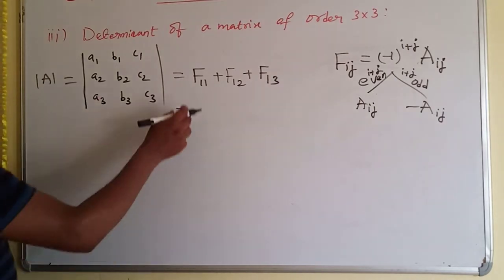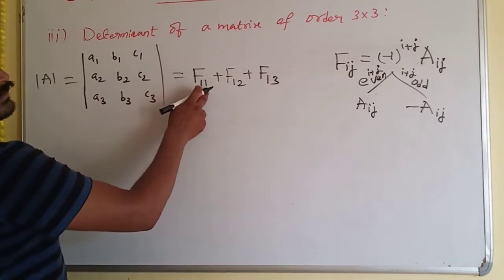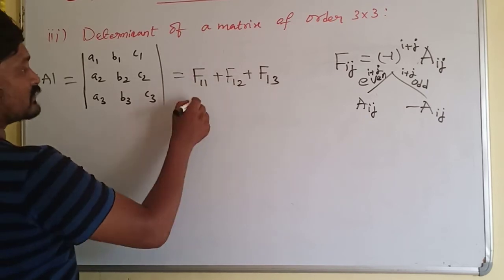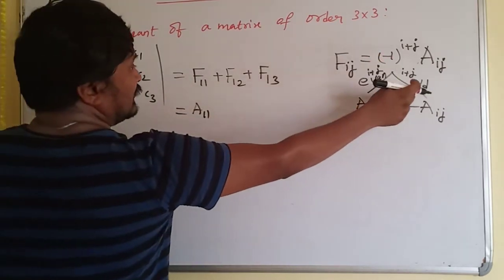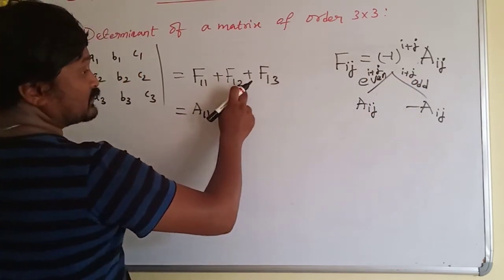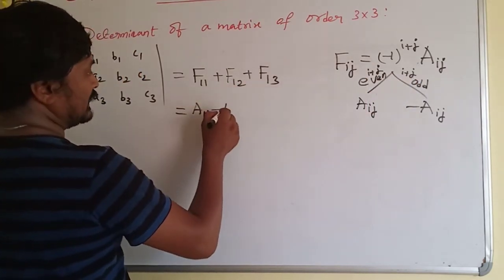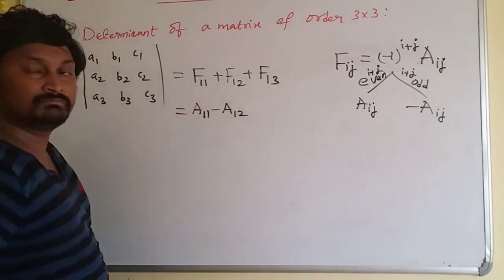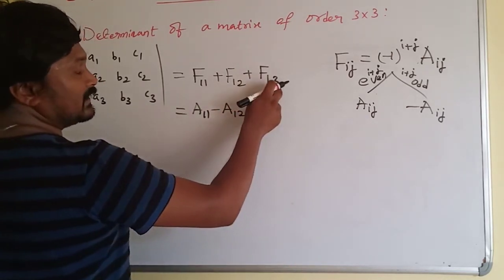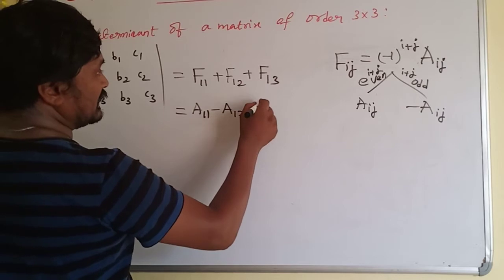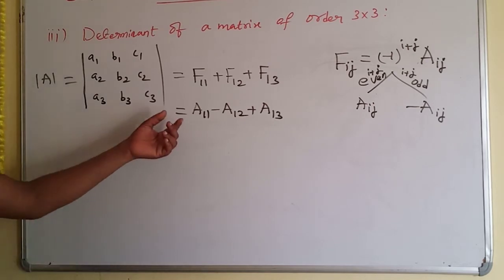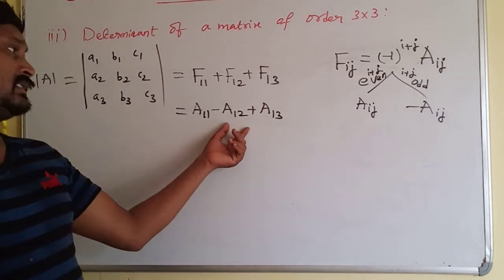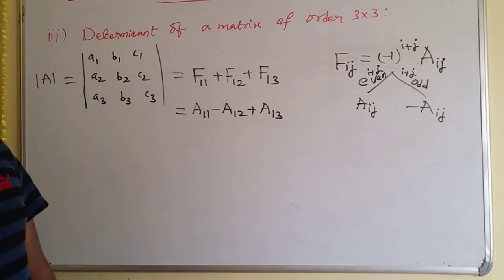So what I can do here, it is 1 plus 1, 2. So 2 is nothing but even, so that A11. Next one, 1 plus 2 is nothing but odd, so you can write minus A12. Simple. 1 plus 3, it is an even number, so plus A13. Done up to here. Then, what is your A11, what is your A12, what is your A13? This you have to remember.